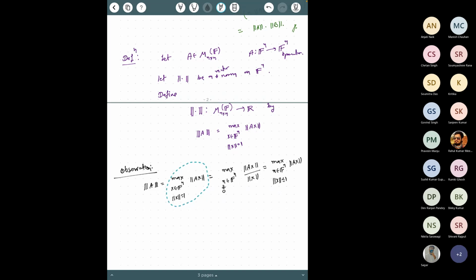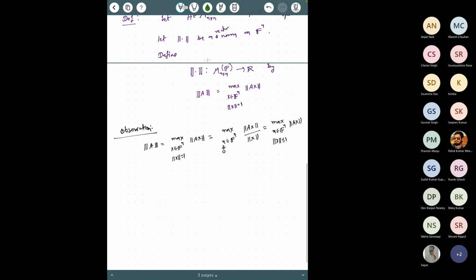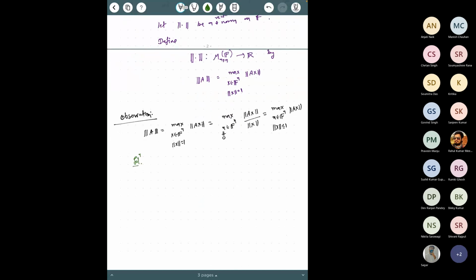I can tell you why this is true. This is a very simple observation. Let me denote the first as 1, the second as 2, and the third as 3. I will show first that 1 is equal to 2. Clearly, 2 is greater than or equal to 1. Why? Because in 2 we have a larger set, and if we take the maximum over a larger set, then obviously it is always greater than or equal. So this is obvious. Now to show that 2 is less than or equal to 1, we do the following.